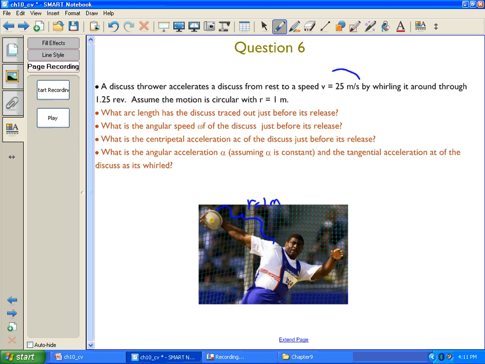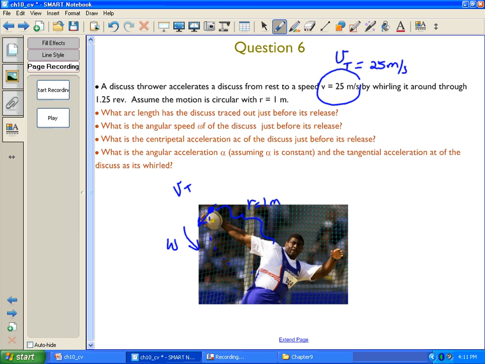Now notice that here they've given us the tangential velocity, in fact tangential speed, not the angular speed. Because at this position, which is where the discus is 1 meter away from the axis of rotation, there is a tangential speed, v tangent, and let's say that this is the circle here.